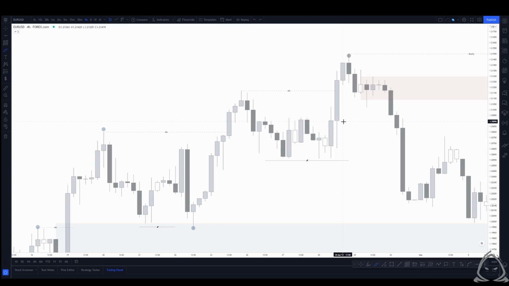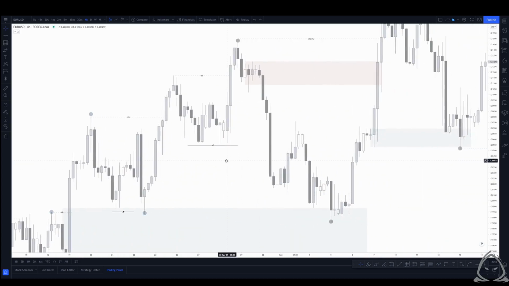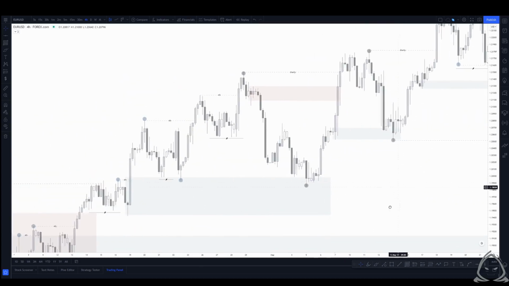Now, of course, if we looked on a lower time frame, this would more than likely be some sort of change of character, and we'd be able to derive the understanding that we've switched from substructure to minor structure and then continue to break the overall swing structure that we see on the chart.